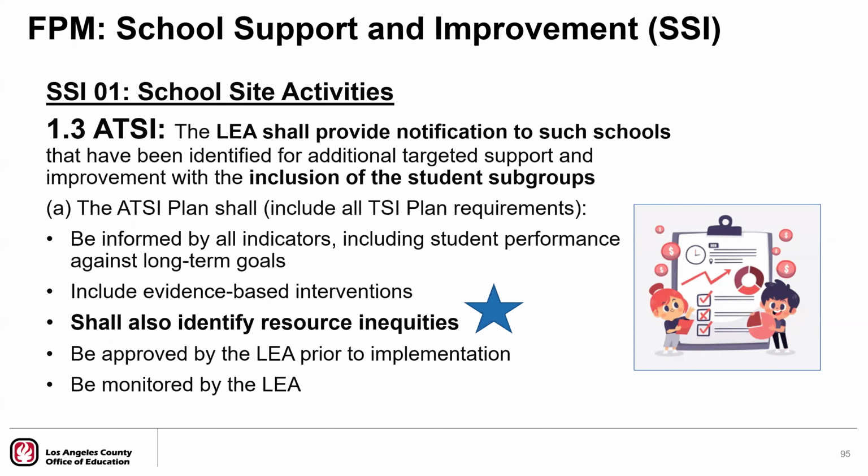1.3 addresses ATSI schools. So if you have schools that are still under ATSI, the LEA must also formally notify the school that they have been identified or continuously identified, with the inclusion of the student groups that are consistently underperforming. And the components of the ATSI plan are the same as the TSI. However, identifying resource inequities is an added component to the requirement.